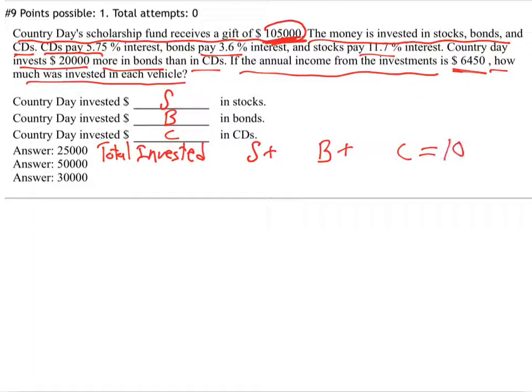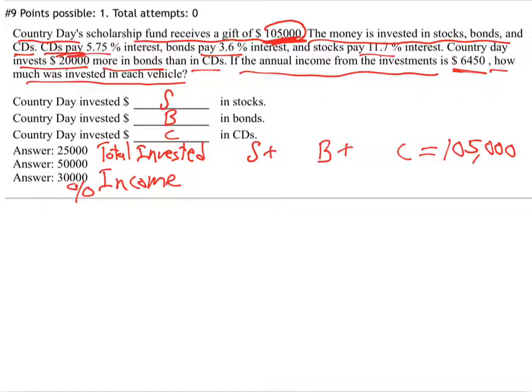So $105,000 is the total amount invested. Next, we've got to figure out what the income is going to be. They invest and they want to get a percentage income. So, where does it say that? Well, right here, the CDs pay 5.75% interest.